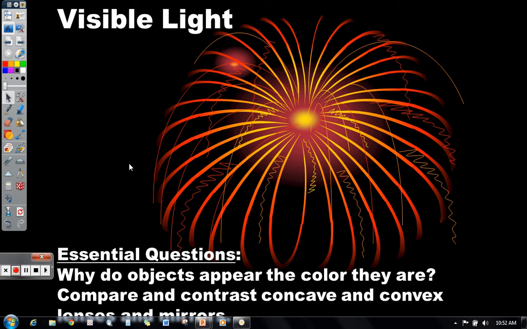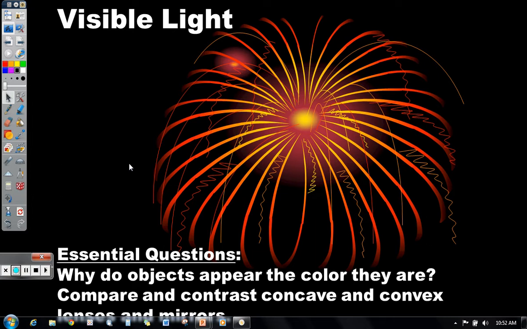All right, so today we're going to talk about light. We've already talked about waves, and then we talked about sound, and we're going to revisit some of the concepts that we talked about in our wave unit. We're going to address why objects appear the way they are.